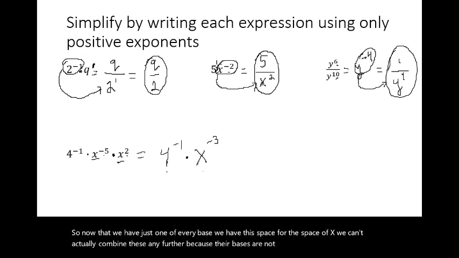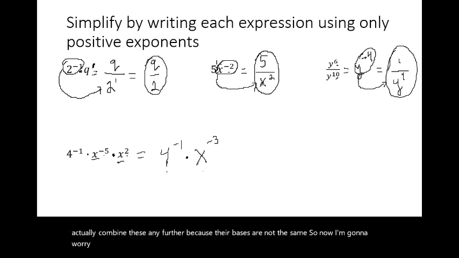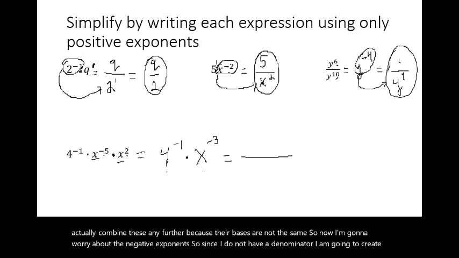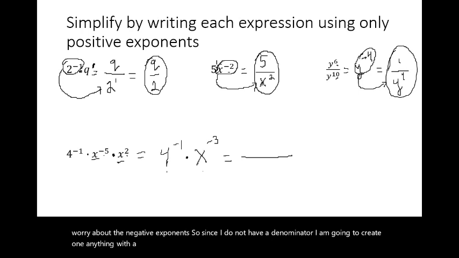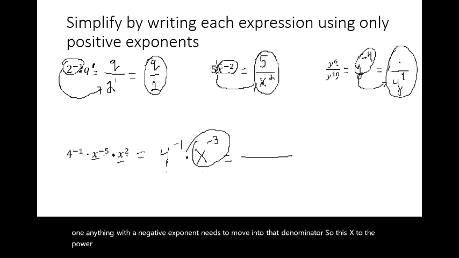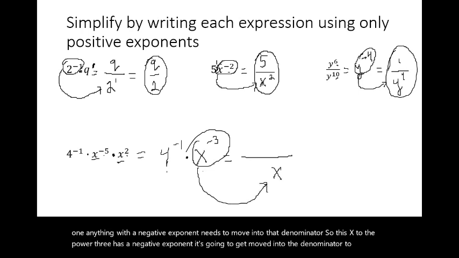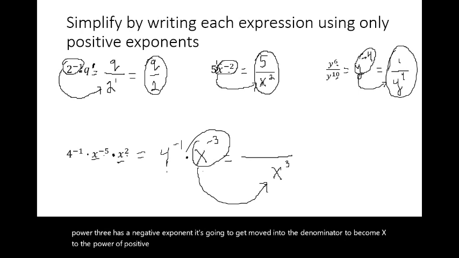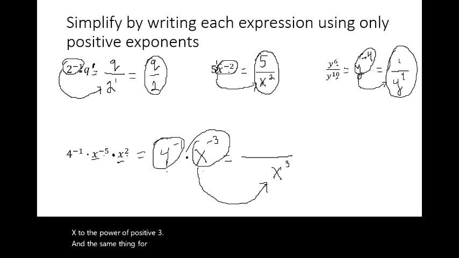So now I'm going to worry about the negative exponents. Since I do not have a denominator, I am going to create one. Anything with a negative exponent needs to move into that denominator. So this x to the power 3 has a negative exponent. It's going to get moved into the denominator to become x to the power of positive 3.